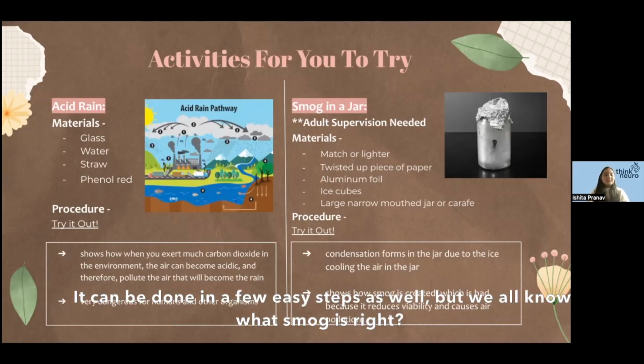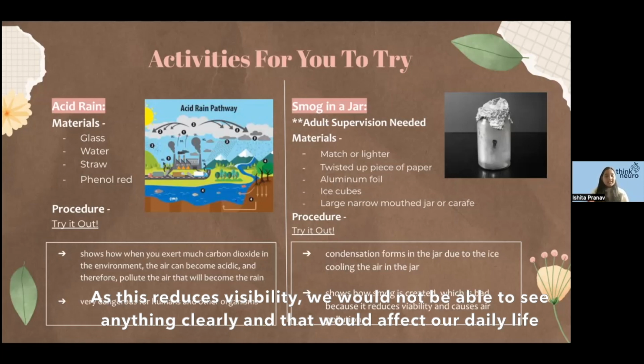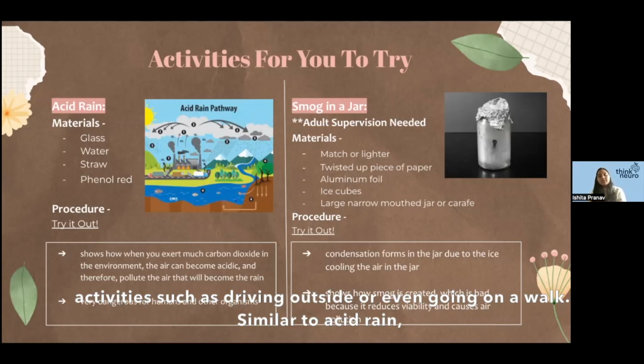There's also another project here, and this does require adult supervision, and it's called Smog in a Jar. It can be done in a few easy steps as well. But we all know what smog is, right? It's that smoky fog that actually pollutes the air so we can't see anything clearly. As this reduces visibility, it would affect our daily life activities, such as driving outside or even going on a walk.